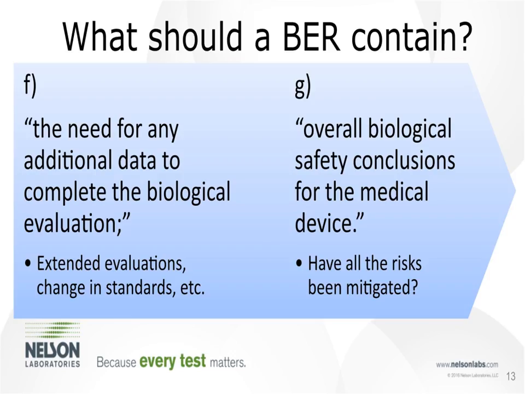Okay, Part F for what should a BER contain, it should also contain the need for any additional data to complete the biological evaluation. So this would be an area to identify any gaps. This can happen when you've had extended evaluations, where there's a change in standards that have occurred since the testing was performed and when submission is actually occurring. And then for Part G, this is the final conclusion, an overall biological safety conclusions for the medical device. Have all the risks been mitigated, and can we now say that the device is safe?